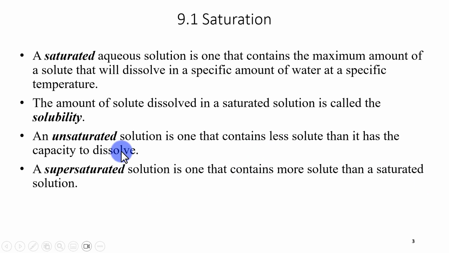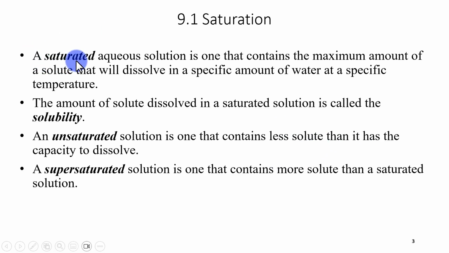When we talk about solutions, these are terms that we're going to use as well. We can have a saturated solution, an unsaturated solution, and a supersaturated solution. We'll start with unsaturated solution because it's the easiest. This is a solution that contains less solute than it has the capacity to dissolve. So I can keep adding more solute, dissolving more solute to an unsaturated solution, because it hasn't reached the limit of the highest capacity that it can dissolve of that solute.